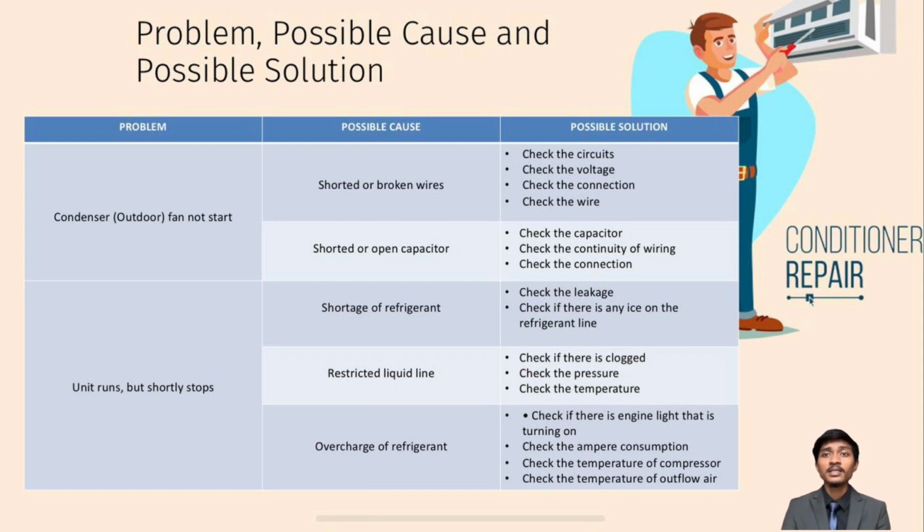Problem number 6 is the unit runs but shortly stops. The possible cause is shortage of refrigerant, restricted liquid line, and overcharge of refrigerant. The possible solution for shortage of refrigerant is to check the leakage, or check if there is any ice on the refrigerant line. For a restricted liquid line: first check if there is clogging, then check the pressure, and last check the temperature.